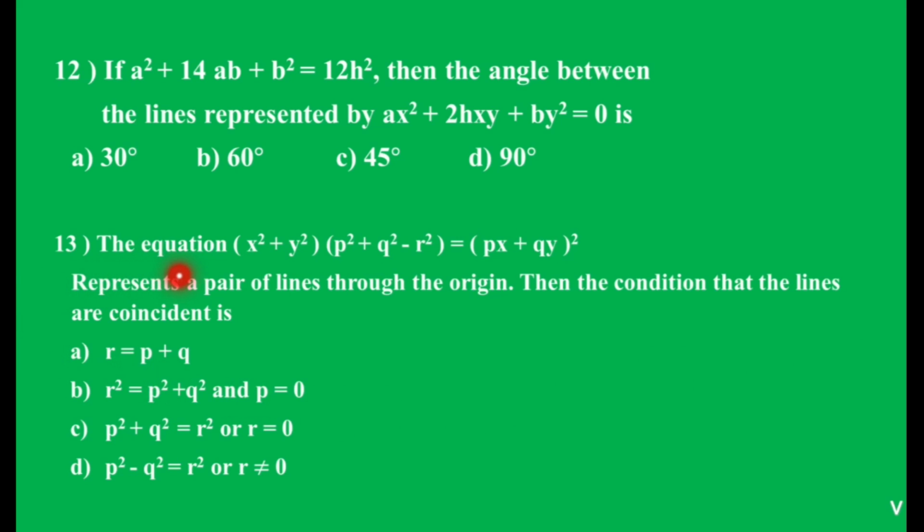Question number 13. The equation x square plus y square into p square plus q square minus r square equals to px plus qy bracket square represents a pair of lines through the origin, then the condition that the lines are coincident is: option A r equals to p plus q, option B r square equals to p square plus q square and p equals to 0, option C p square plus q square equals to r square or r equals to 0, option D p square minus q square equals to r square or r not equals to 0.